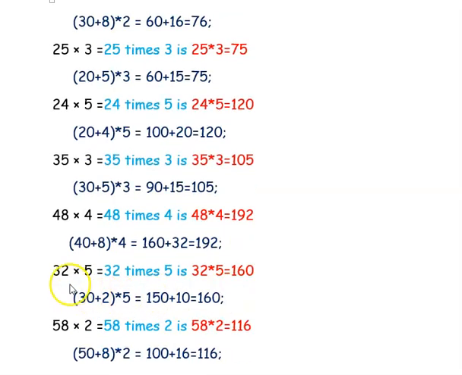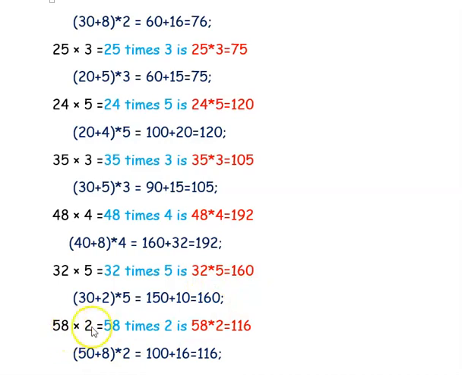The next number is 32 into 5. So 32 can be written as 30 plus 2 into 5. So 30 into 5 is 150 plus 2 into 5 is 10. So 150 plus 10 is 160. Thus 32 into 5 is 160.